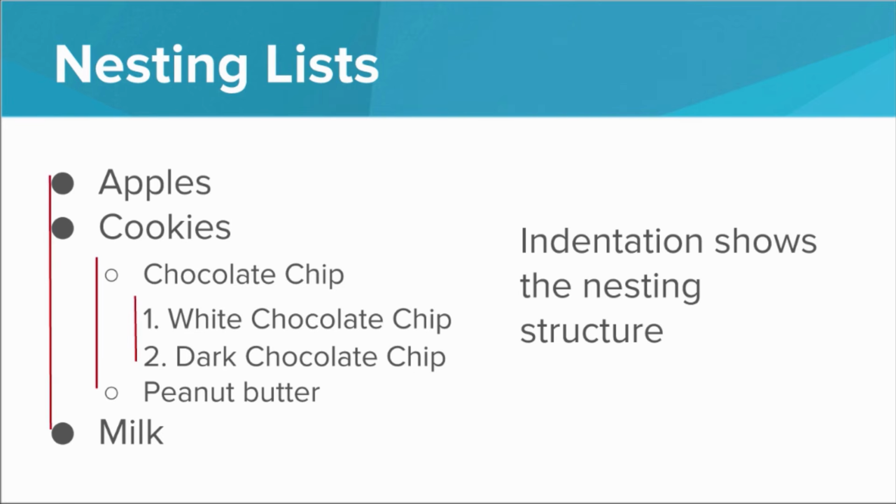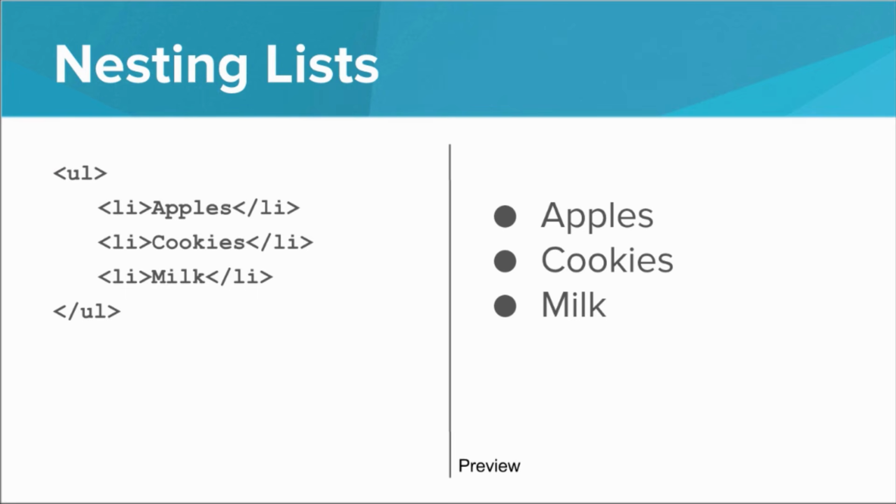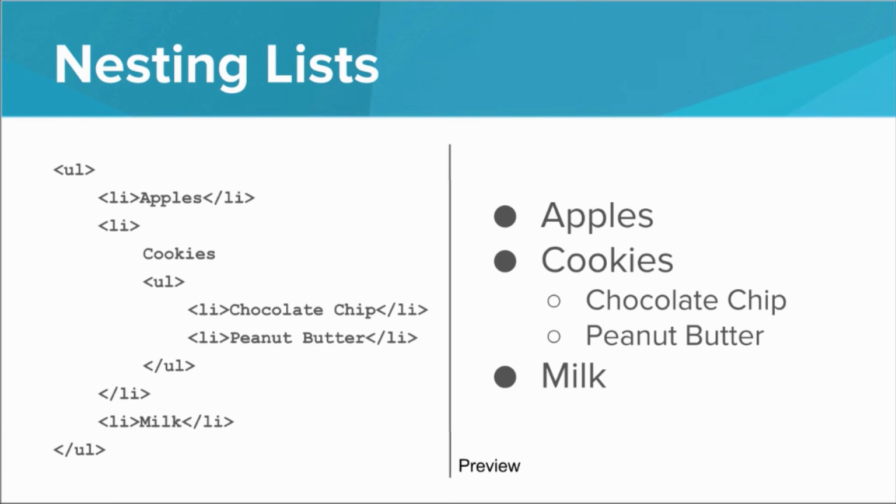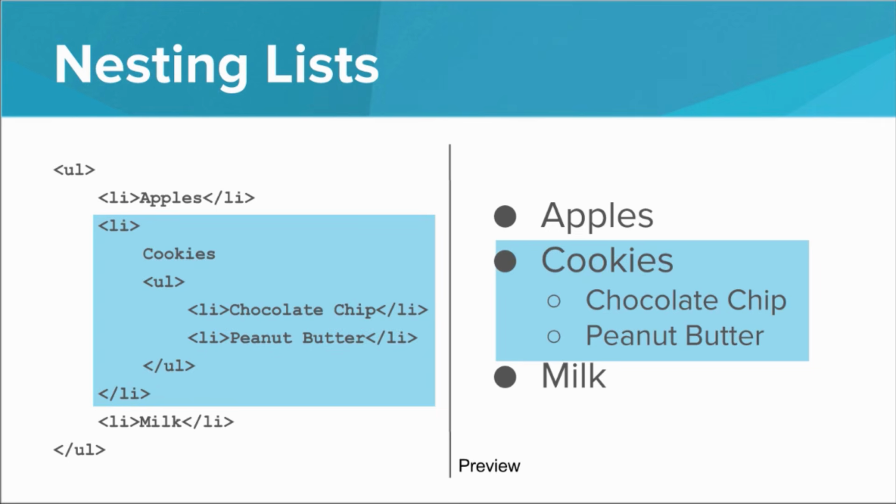So what would the HTML code look like for a nested list? Well, if we start off with just a standard unordered list, apples, cookies, and milk, and we want to give a little bit more detail about the cookies, all we need to do is expand out that list item and add an unordered list inside of that list item. So underneath cookies, I'm going to have chocolate chip and peanut butter. Notice that this entire thing is the list item for the outer list, and this is the inner nested list.